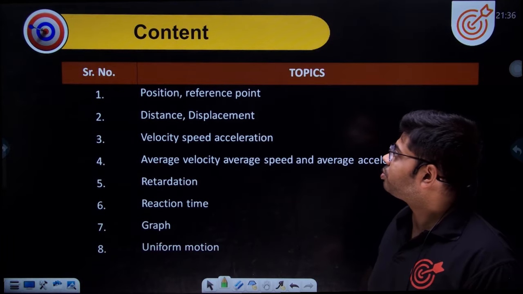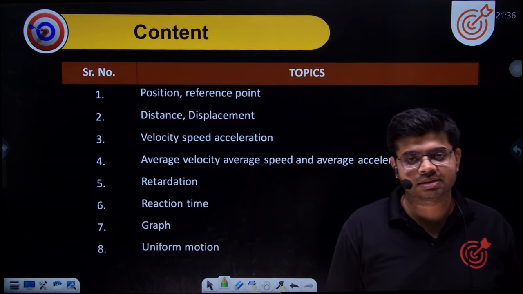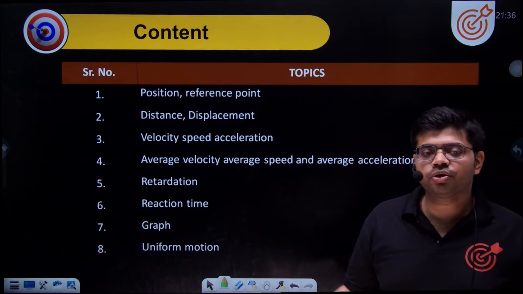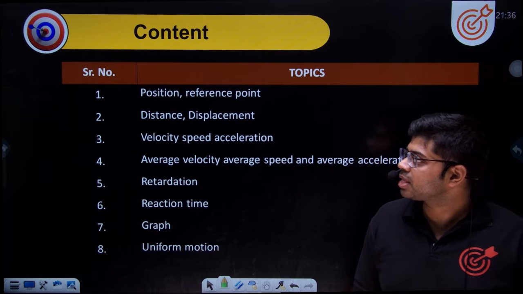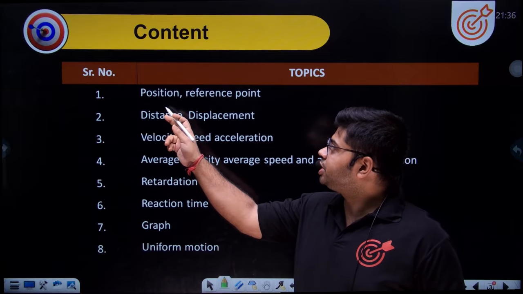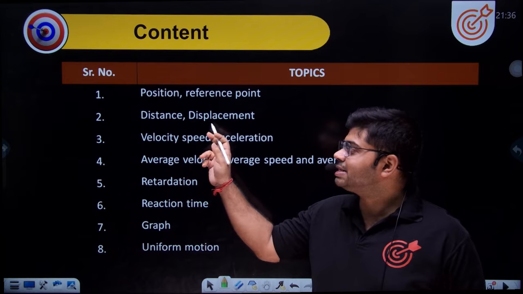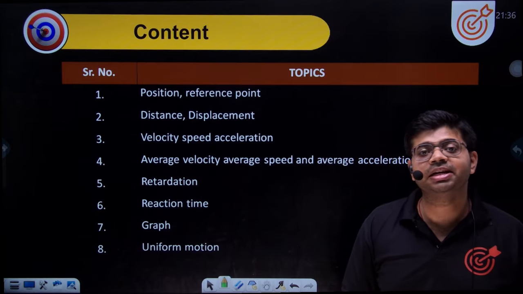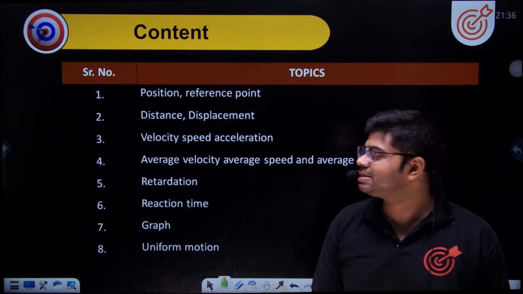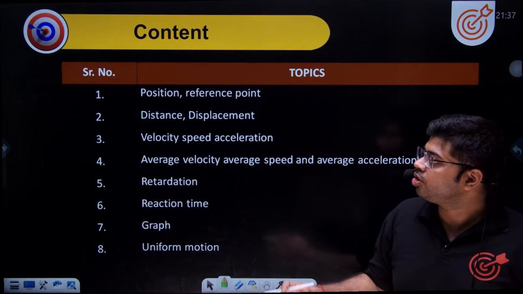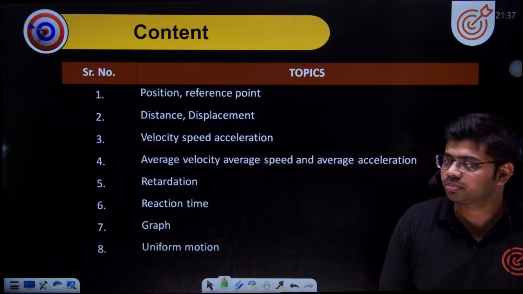First and foremost, I'd like to briefly discuss what I am going to cover, our agenda for today's class. We will cover position and reference point. Then I will talk about distance and displacement, where we will discuss the difference between them, what is meant by distance and what is meant by displacement, followed by velocity, speed and acceleration.